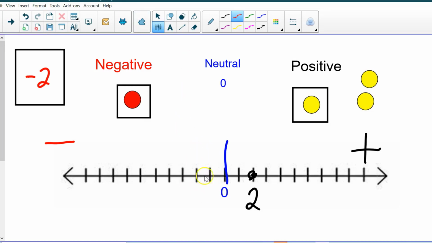And so where would this be on our number line? Well, we know negatives are to the left of 0. They're on the other side of 0. So here's one space away from 0, so that's negative 1, and then there's negative 2. So this is 2 spaces to the left of 0, and that's our negative 2.